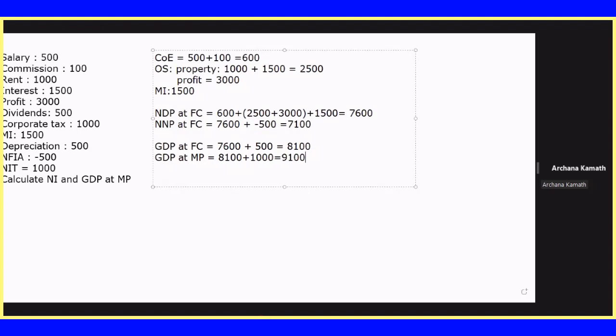Is the second method clear? Madam, NNP at factor cost doesn't include NIT. Why should I include NIT over there? It is the domestic and national difference, right? Over here, the difference between NDP at factor cost and NNP at factor cost is that you are supposed to add NFI. Domestic is smaller, national is bigger. So add NFI with domestic, get national. Here NFI is negative, so instead of adding, I had to deduct it.